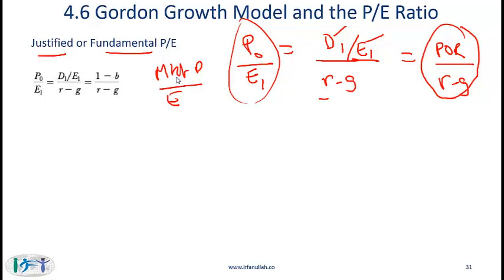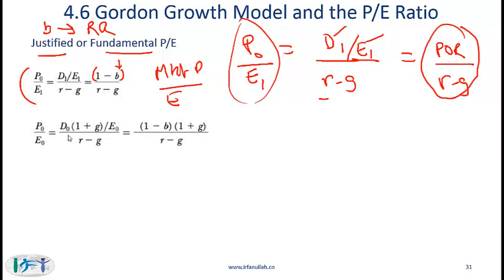All right. 1 minus B, the curriculum keeps using the symbol B, and the way you remember this is 1 minus B is the payout ratio, which means that B must be the retention ratio. Okay, so just remember this, B is the retention ratio. Now we are talking here about the forward PE, and just as a quick reminder, forward PE is the current price divided by the earnings in the upcoming period.